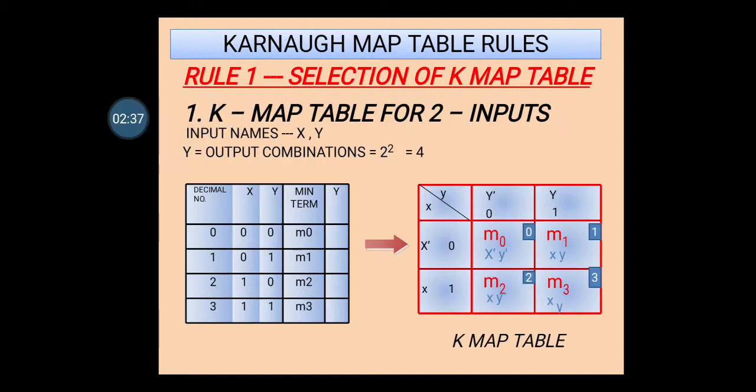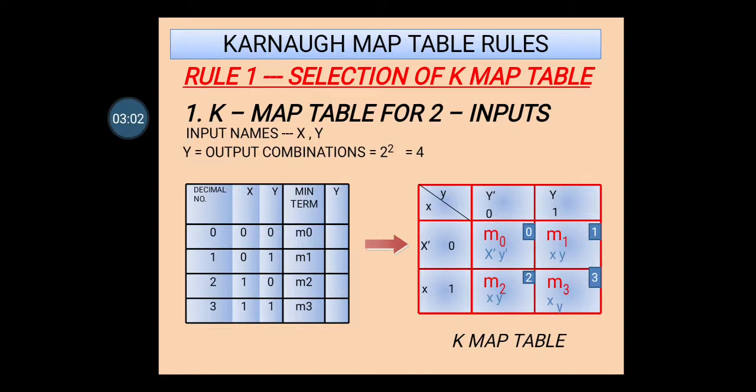Now there are certain rules and techniques for the K-map table. For that purpose, you should first know about the truth table. We have already studied how to create a binary truth table if the inputs are 2, using the formula y is equal to 2 raised to x. The same you have to understand here. For the K-map table, you have to prepare it for 2 input, 3 input, 4 input.